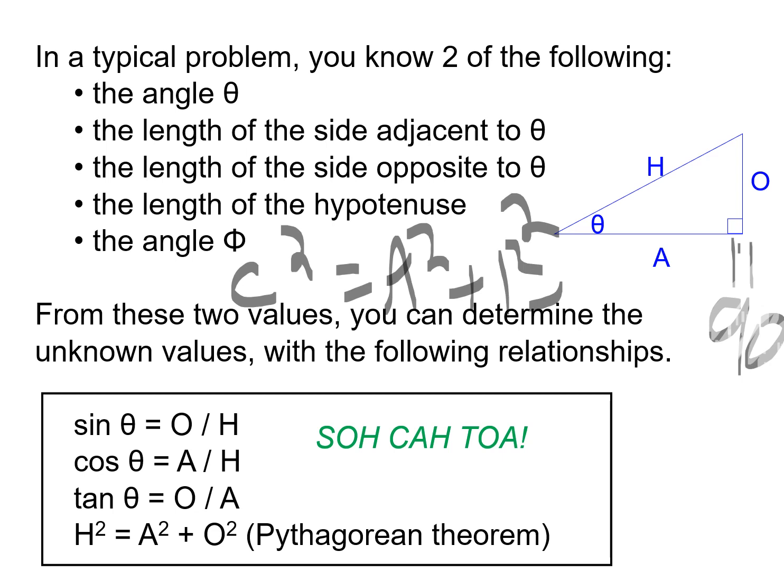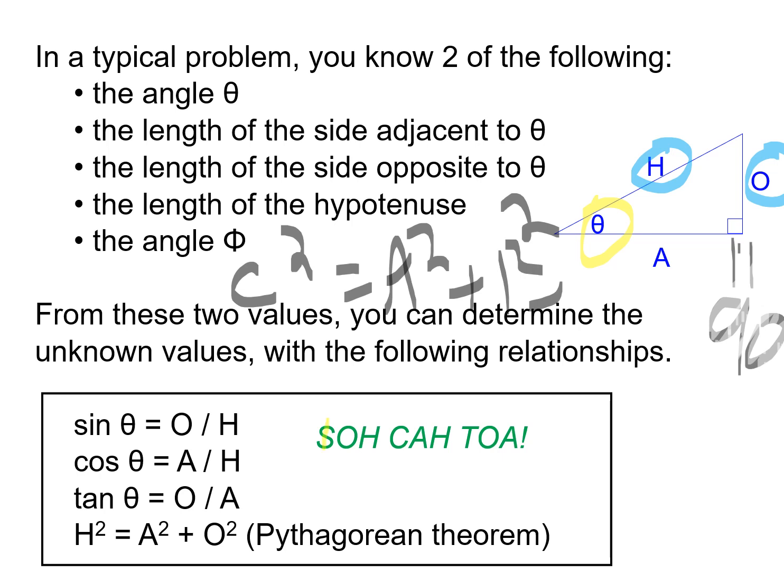So this angle right here, we know the sine of this angle is equal to the ratio of the opposite length of the triangle over the hypotenuse. Okay, so that helps. So if you think sine, think SOH.